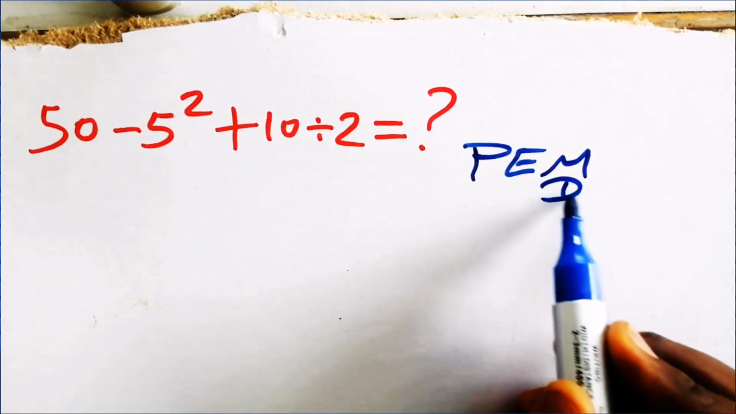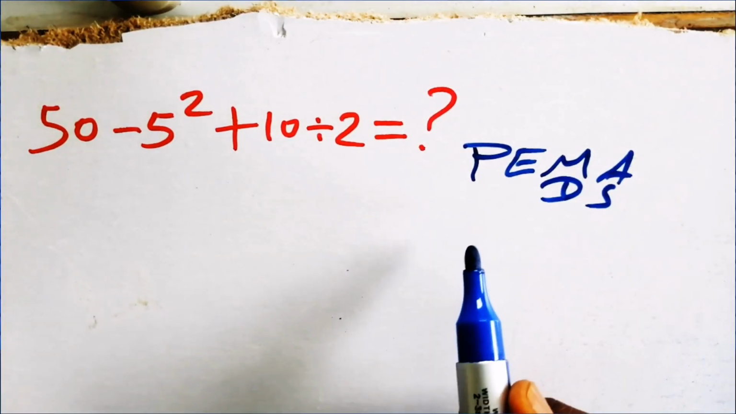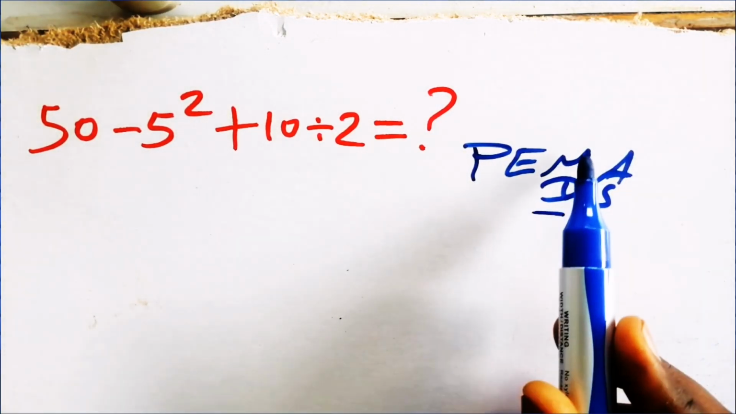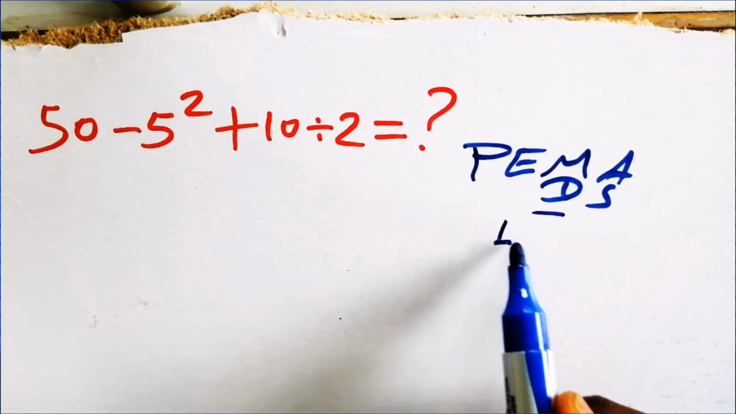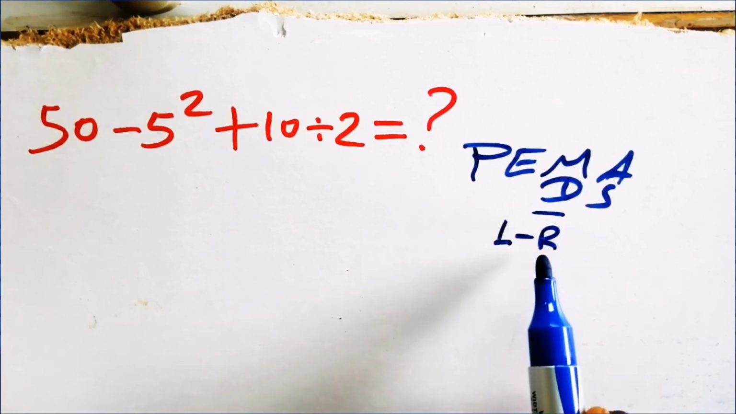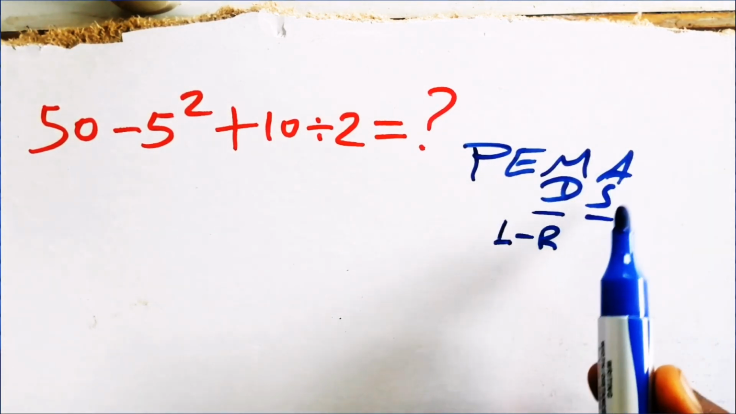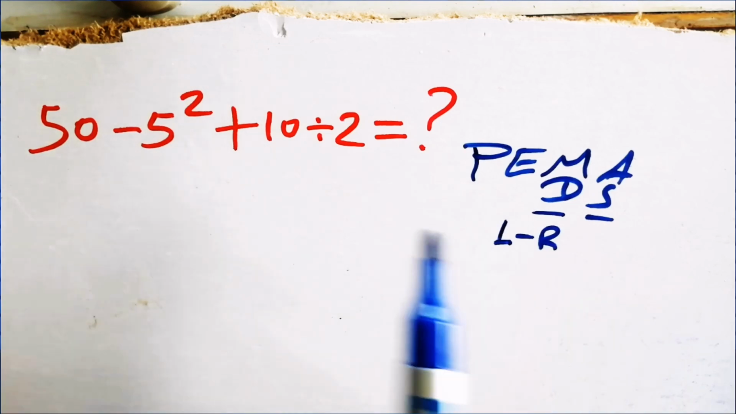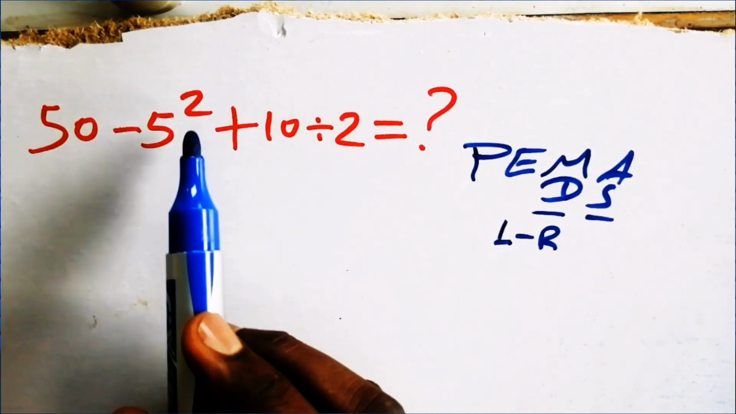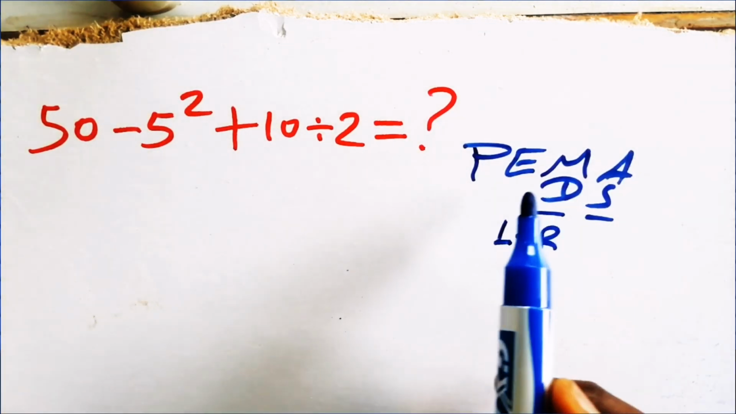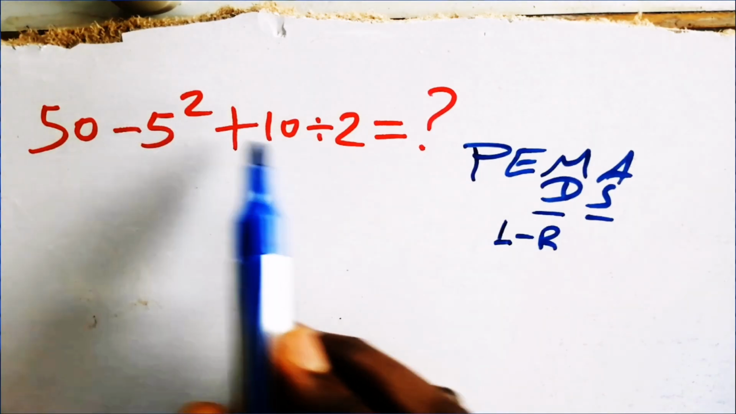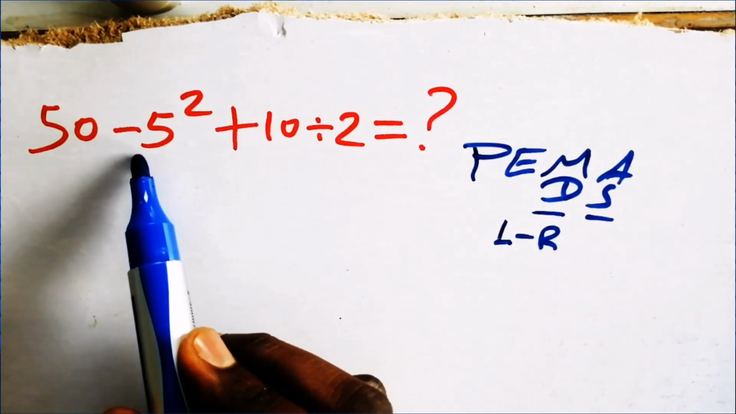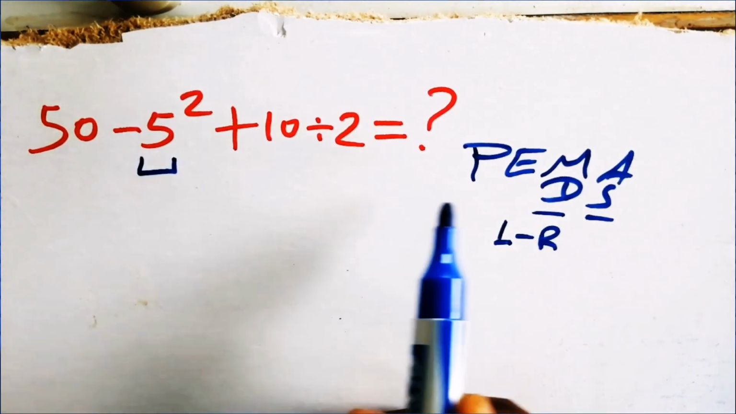which is PEMDAS, okay? We have to follow the order of operation PEMDAS. Remember that multiplication and division has equal priority. We have to work from left to right. The same is applies to addition and subtraction, okay? So in this expression, there is one exponent here. So first we have to do this exponent, okay? First we have to do this exponent.